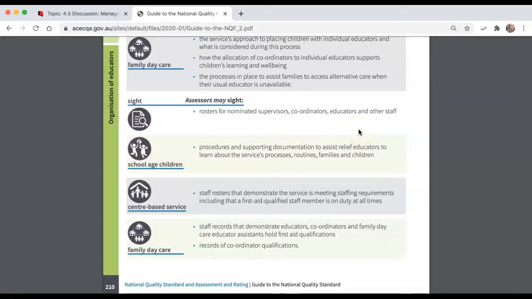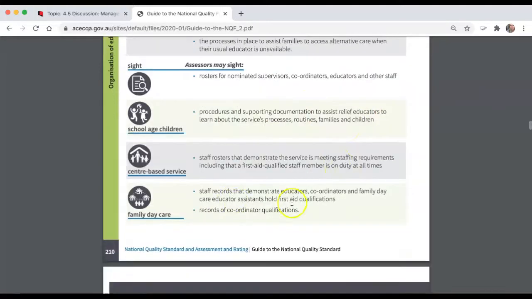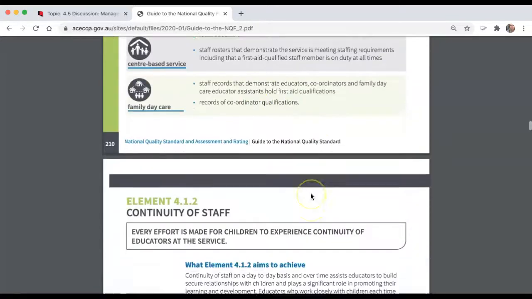So if I scroll down even further, my role that I could share on the DB is quality area 4 staffing arrangements, and some tasks that fall under that particular quality area could be that there needs to be staff rosters that demonstrate the service is meeting staffing requirements, including a first aid staff member on duty at all times. So that would be a task that the manager or leader would need to perform. They would have to have nominated supervisors, coordinators, and other staff. They'd be in charge of the documentation. There'd be staff records and records of qualification.